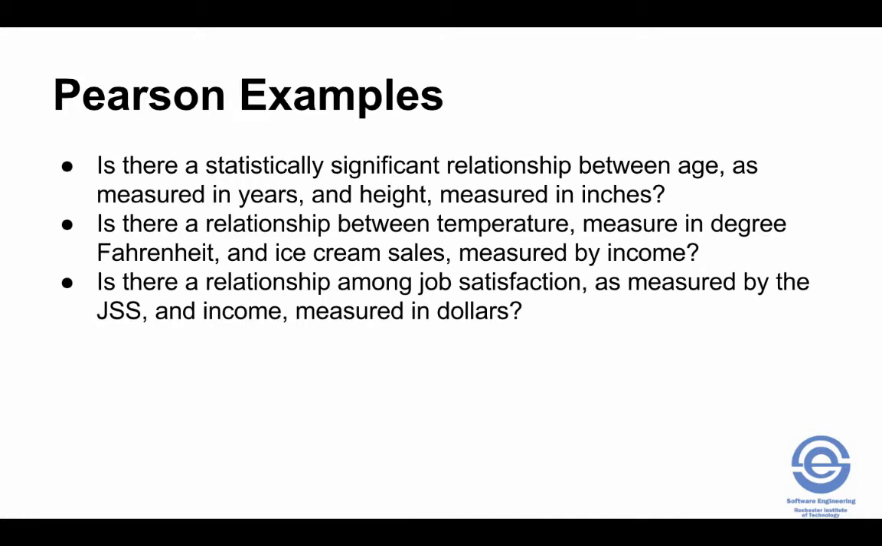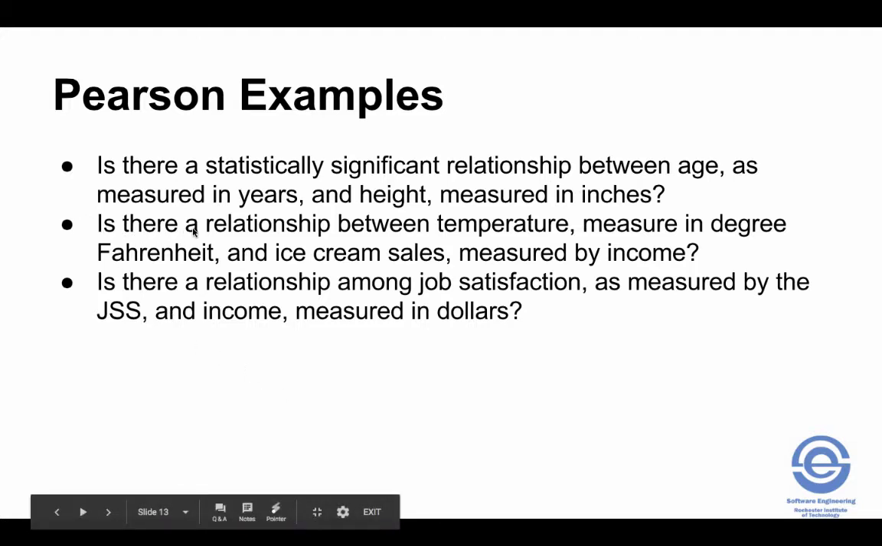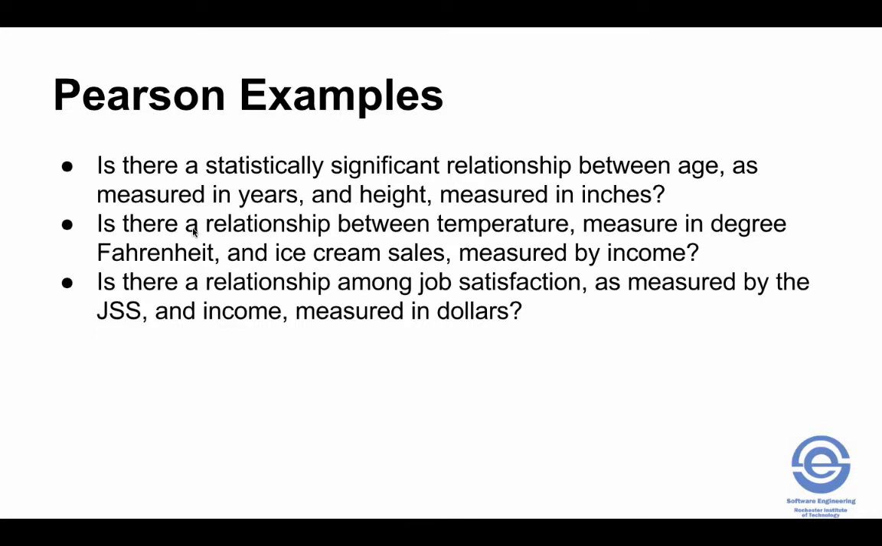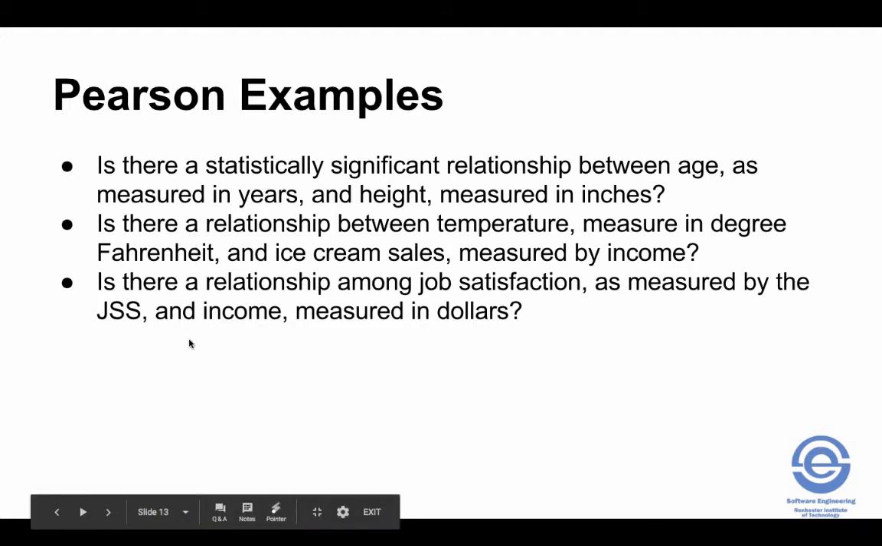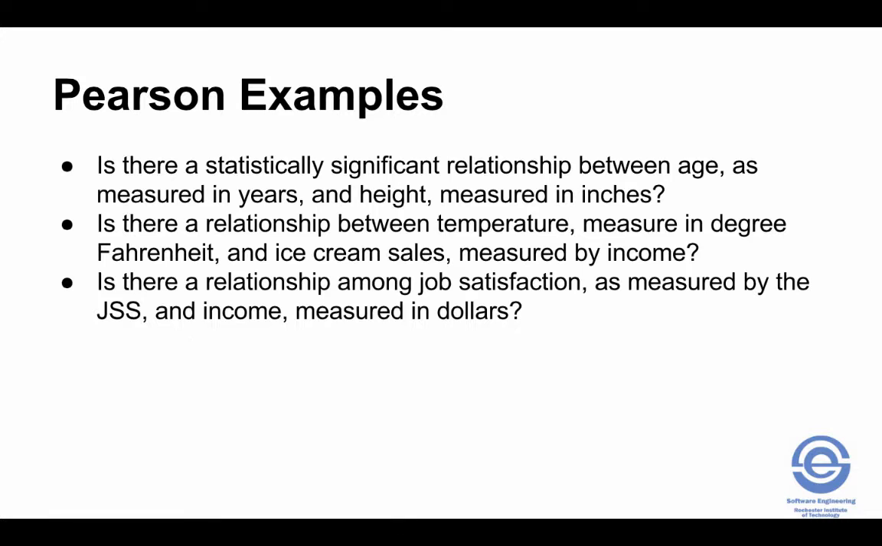So some Spearman examples could be whether there's a statistically significant relationship between age as measured in years and height in inches. Is there a relationship between the temperature measured in Fahrenheit and ice cream sales measured by income? Meaning the amount of money that came in from selling ice cream cones. I'm guessing there would probably be somewhat of a correlation here, because if it got to be a 100-degree day, people are probably going to buy more ice cream, versus a day when it's -10 out, people probably aren't going to go to too many ice cream stands. And is there a relationship between job satisfaction as measured by JSS and income measured in dollars? So do people that make more money, are they generally happier based on surveys? So these could be some correlations you could look for as far as a Pearson analysis. Obviously, there's pretty much an infinite number of correlations you could look at. These are just 3 of them.